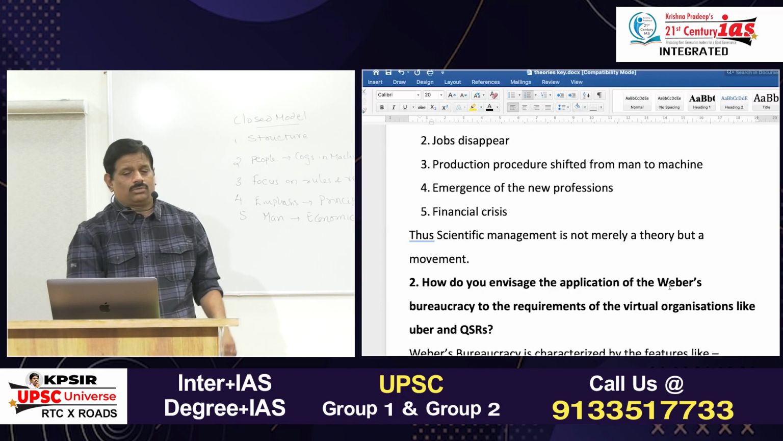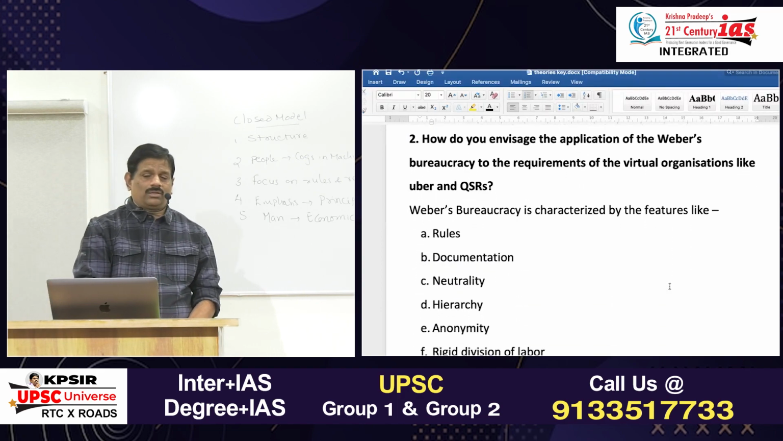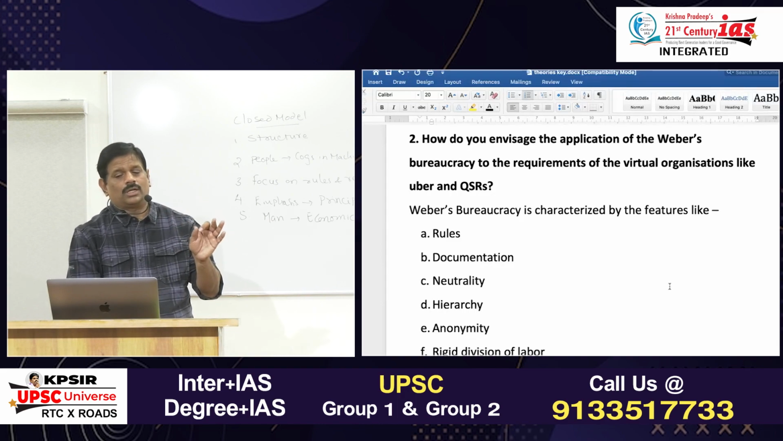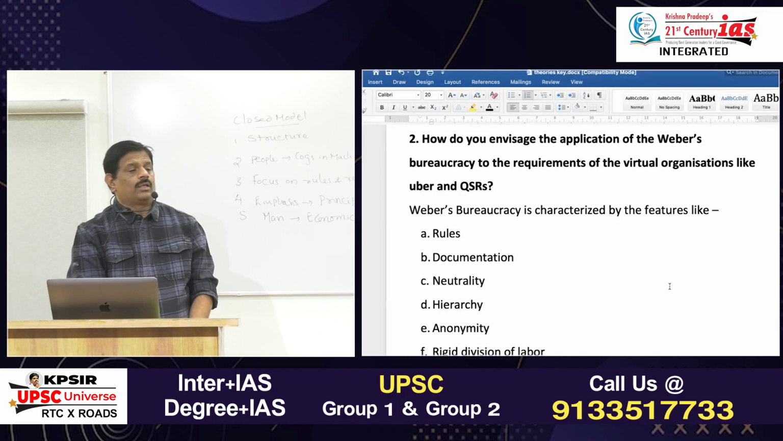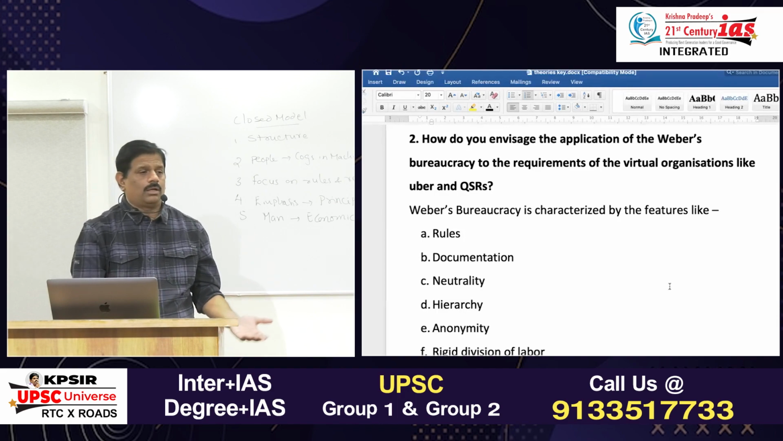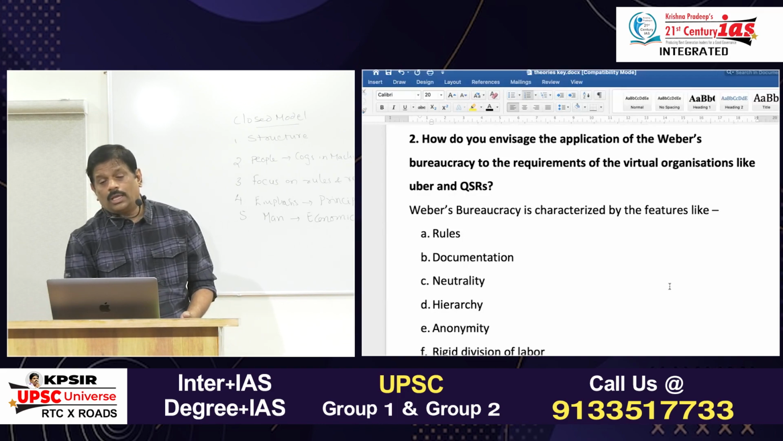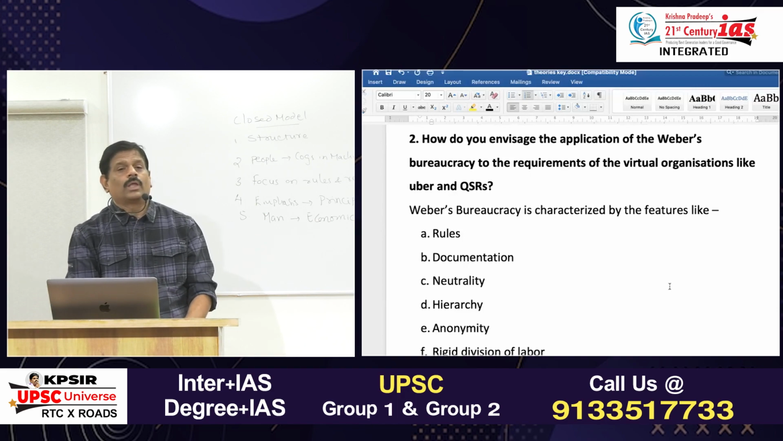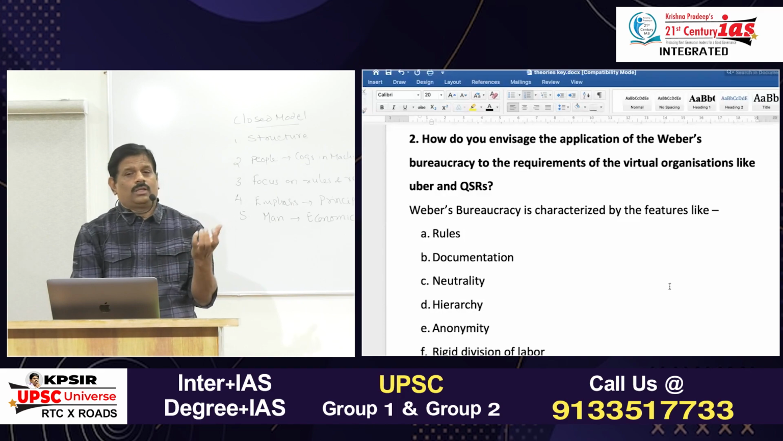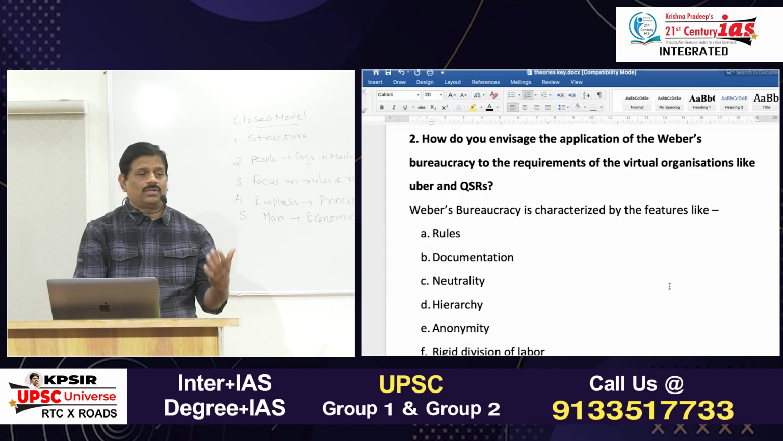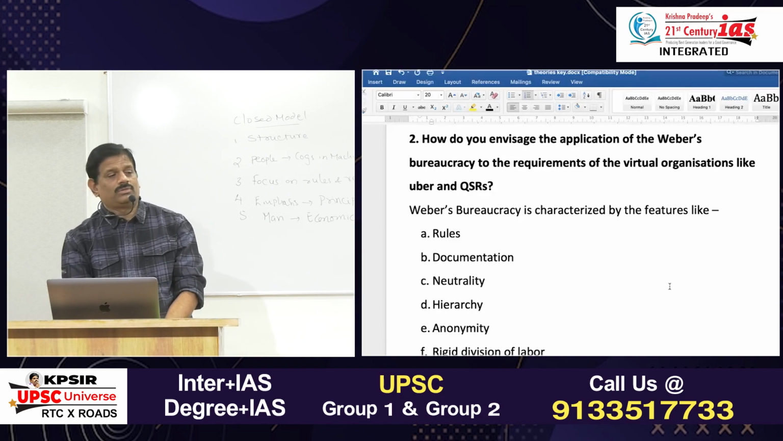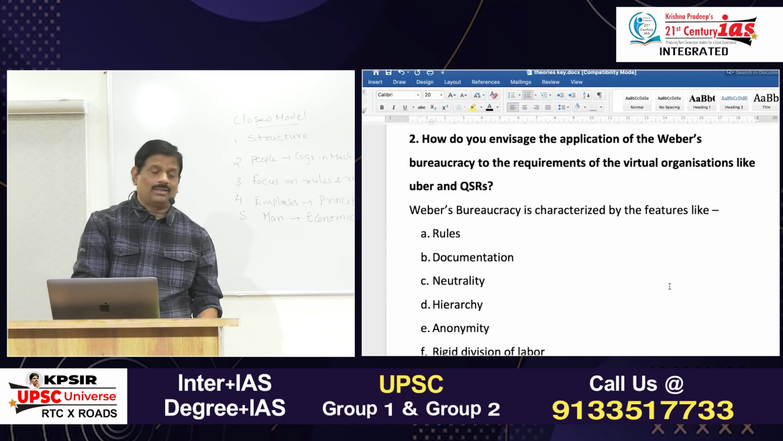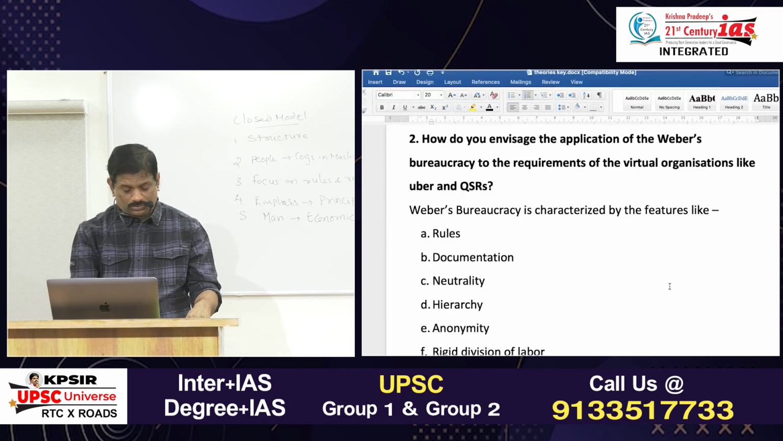Then the second question. How do you envisage the application of Weber's bureaucracy to the requirements of the virtual organizations like Uber and the QSR? Uber is a cab service company without having any single cab. And QSR is quick service restaurants. Quick service restaurants, the examples being Zomato and Swiggy, are quick service restaurants without having any restaurant of their own.